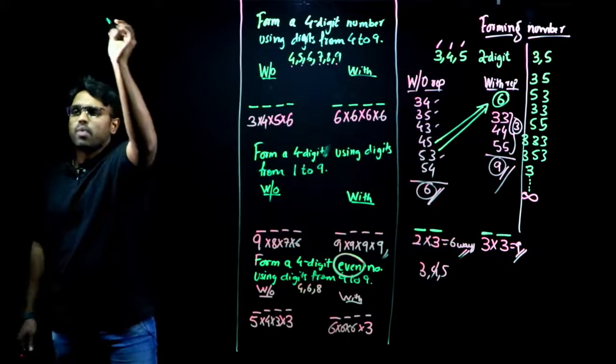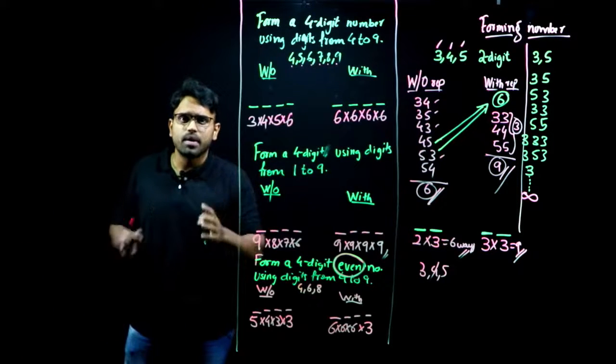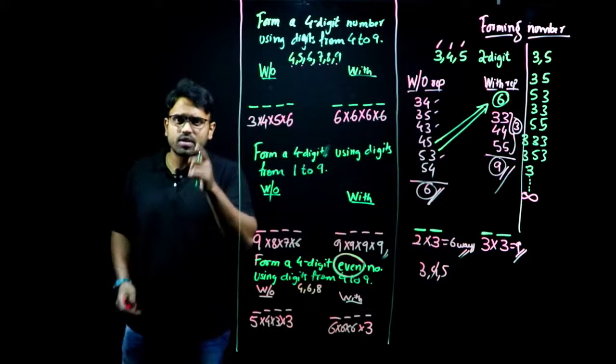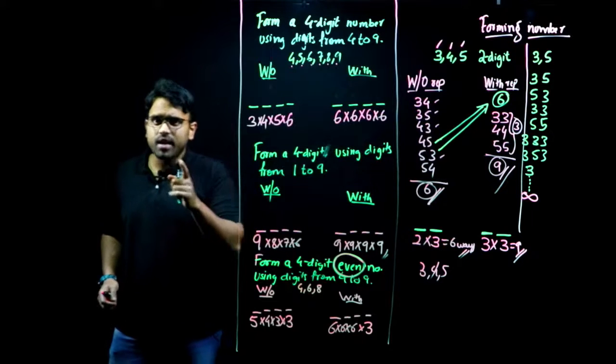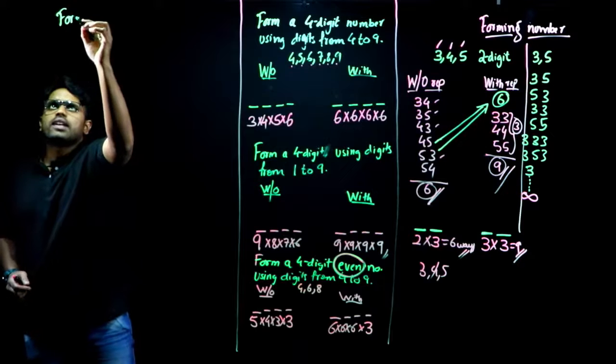Okay, next type of question. We'll get familiar with every different type of question that we come across in permutations and combinations. We'll go step by step. Stay connected, stay focused, have a pen and paper and be interactive. The only thing is you have to be interactive. Now let's have a look at the next question.